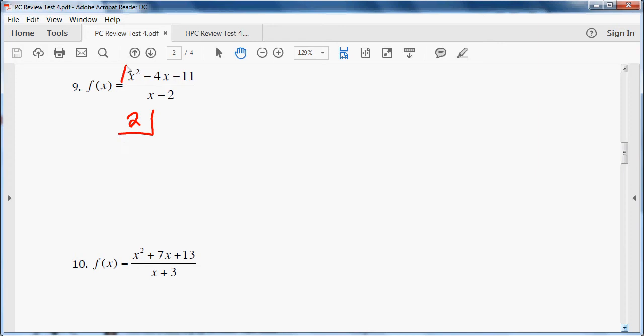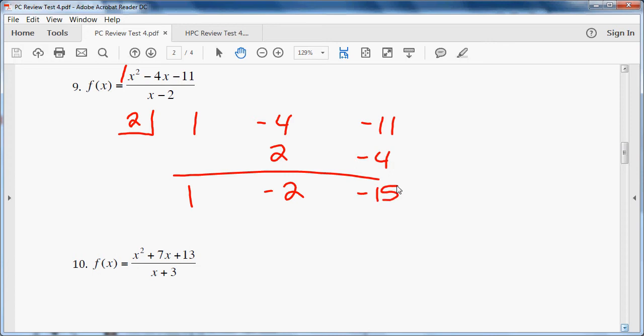Then we look at the coefficients on the top, 1, -4, -11. We bring down the 1, multiply it by 2, add those together. 2 times -2 is -4, add those together. So remember, we're dividing, so it goes down by 1 degree. We had x squared, now our first term is going to be x, and then the -2 is the constant, and the -15 is the remainder, so it gets put over x minus 2. So our answer should look like x minus 2 minus 15 over x minus 2.